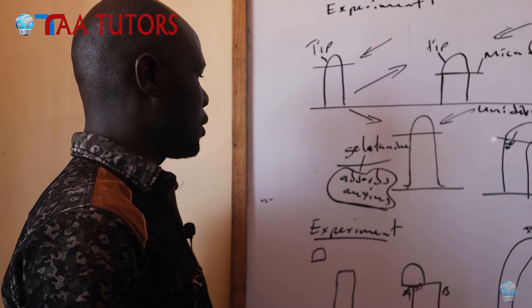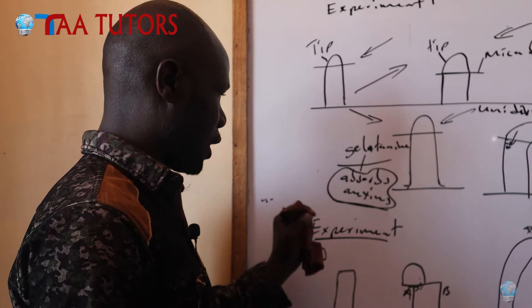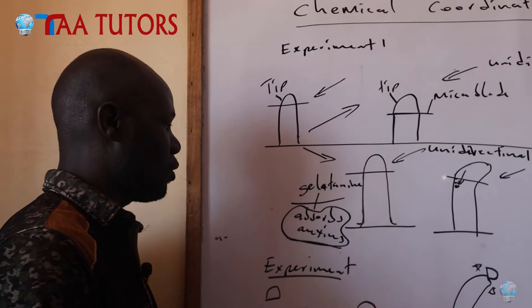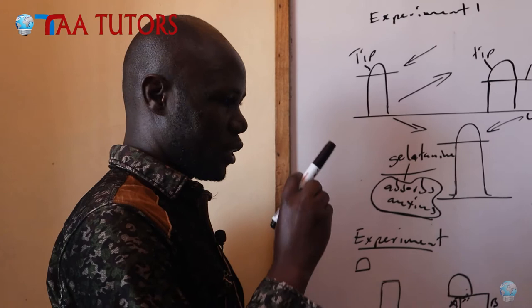So in this, it is very much important for us that we concentrate on the auxins. That is the key idea here. And another thing that we are supposed to know about these auxins is that their role in growth is stimulating cell division and cell elongation.